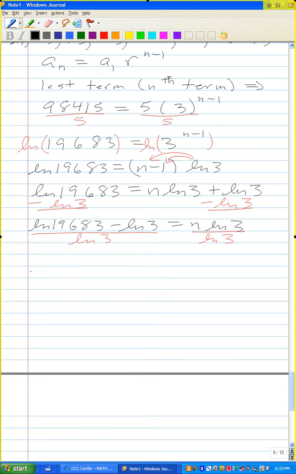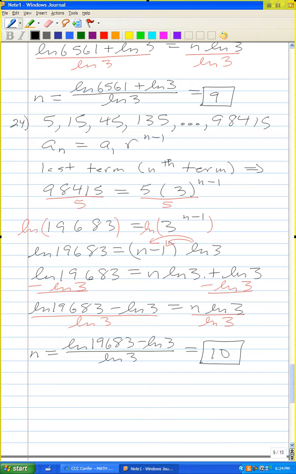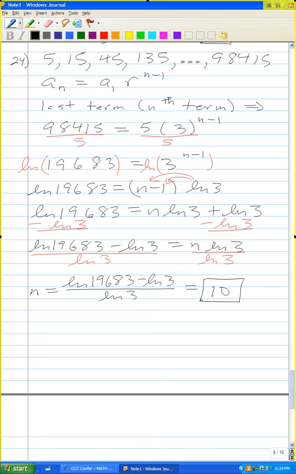And so divide both sides of my equation by ln 3. So n is equal to (ln 19,683 minus ln 3) over ln 3. If you plug that into your calculator, you get 10. And so there are 10 terms in this sequence.